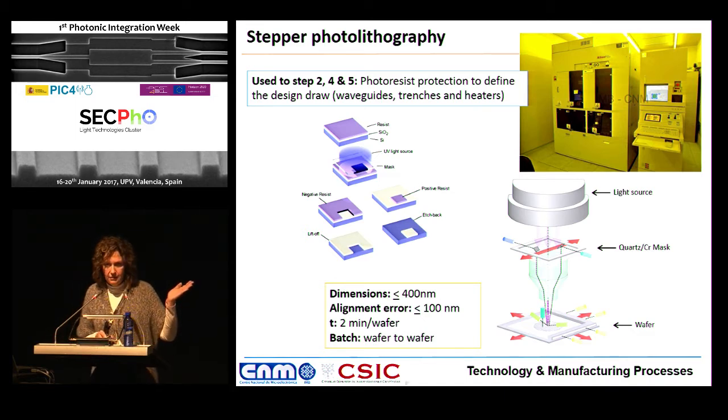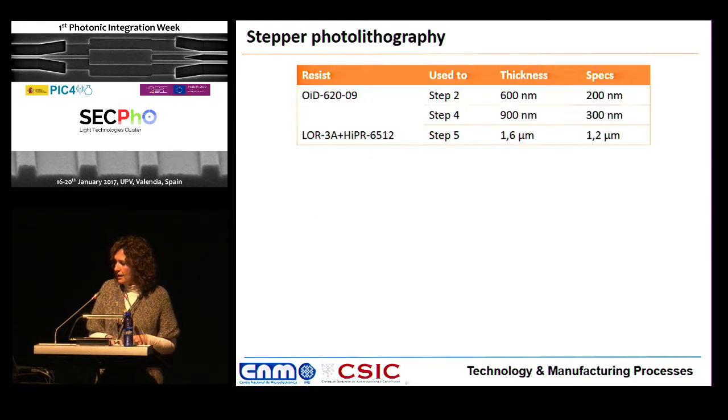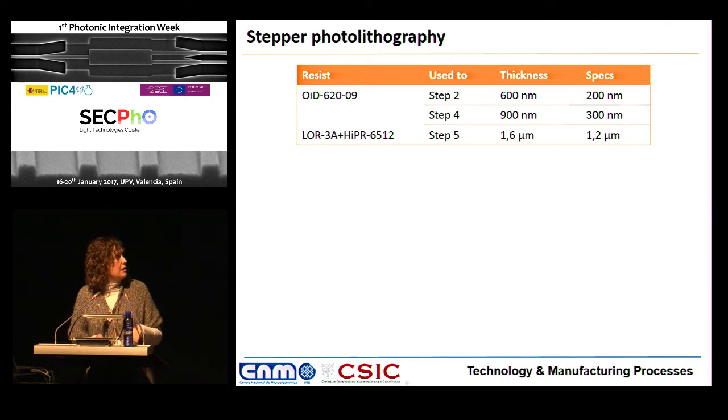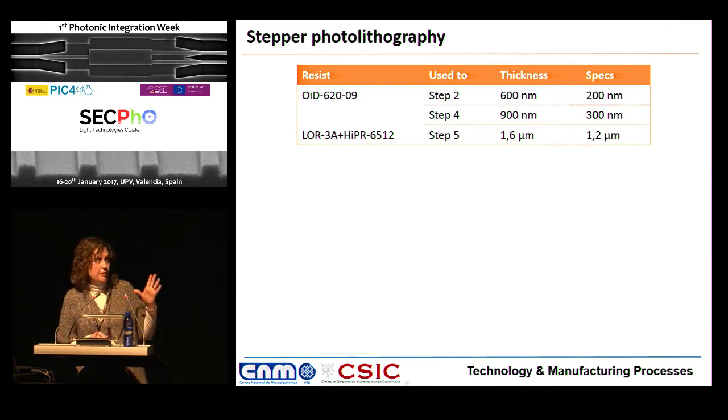So you see that we can get 400 nanometers, and with nice alignment, 100 nanometers. We use 3 different photoresists for the 3 different etching steps. You can see that not only the stepper, the equipment that we use to make the photolithography, but also the photoresist that we use defines the dimension that we are going to draw. So the different processes have different minimum dimensions.